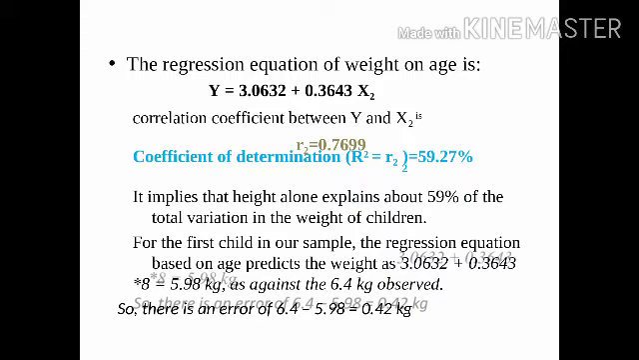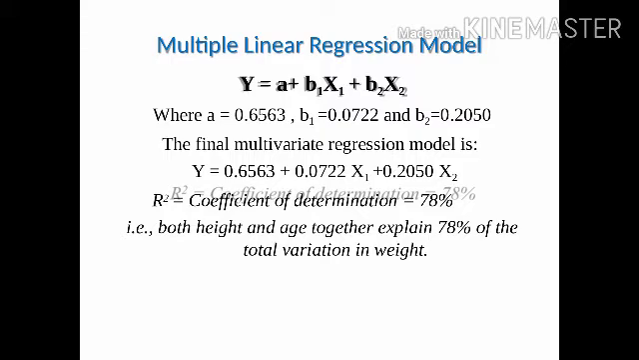The predicted weight is 5.98 kg. So there is an error there. So the error becomes 6.4 minus 5.98, which gives 0.42 kg. Next we come to the multiple linear regression model, that is y equal to a plus b1 x1 plus b2 x2, where the constant a equals 0.6563 and the regression coefficient b1 equals 0.0722 and b2 is 0.2050.